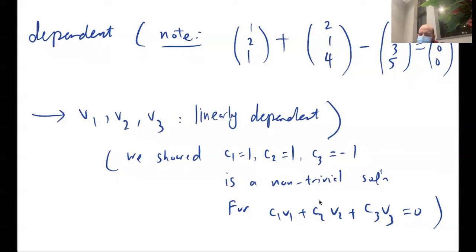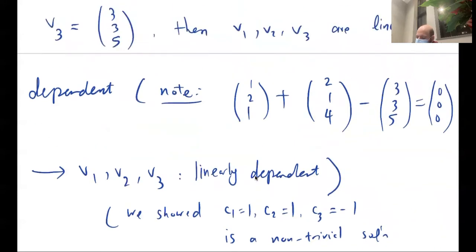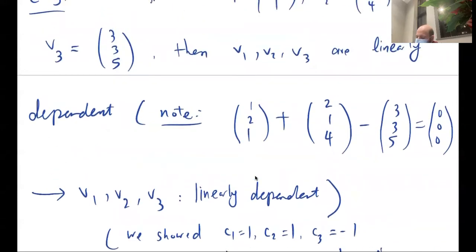The moment that we verify that this system has a non-trivial solution, then we can immediately conclude that V1, V2, V3 are linearly dependent. So as an exercise, we can, of course, find all solutions for C1 V1 plus C2 V2 plus C3 V3 equals 0. And you will see that this is one of the solutions, but there are infinitely many solutions for this system in this example. So these vectors are linearly dependent.